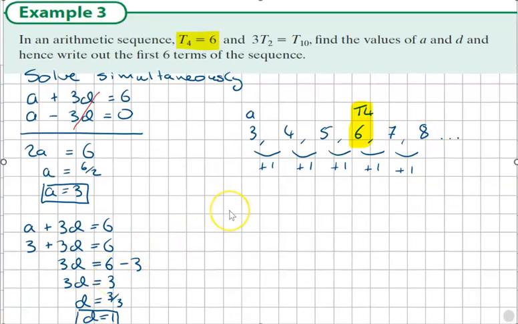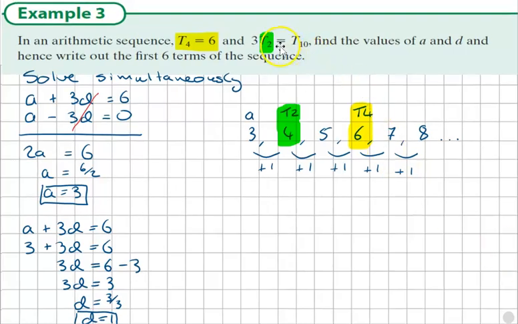So just to go back to the question, just to actually make sure it all works out, we were told that T4 is equal to 6, so term 4 is 6. And we can see that 1, 2, 3, 4, yes, the fourth term is indeed 6. So that makes sense with the information that was given in the question.